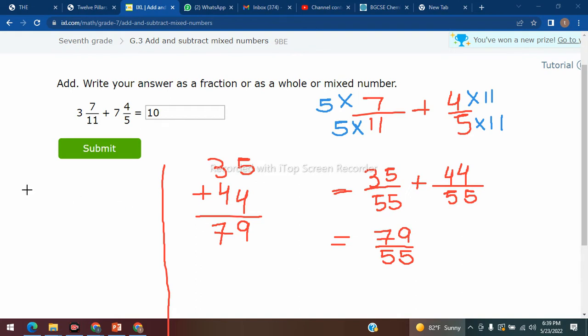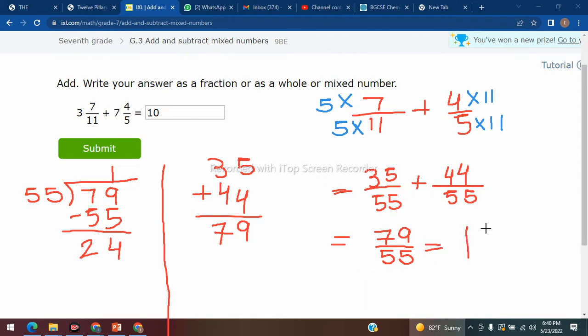All we're doing is just substituting 79 over 55. We're gonna divide that. It's gonna be 1, 55 times 1 is 55, and 79 minus 55 is 24. This is equal to 1 and 24 over 55.